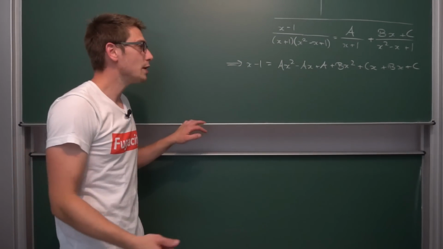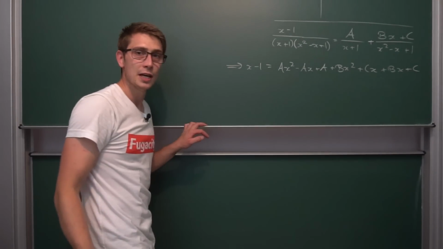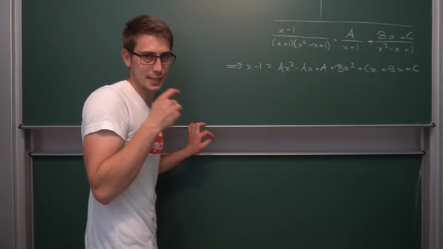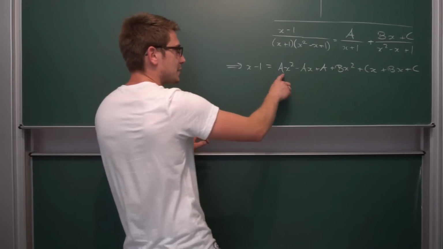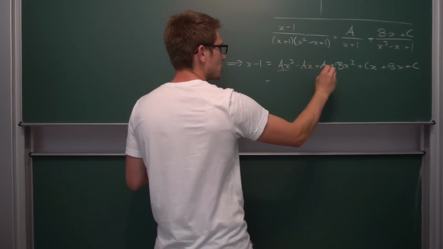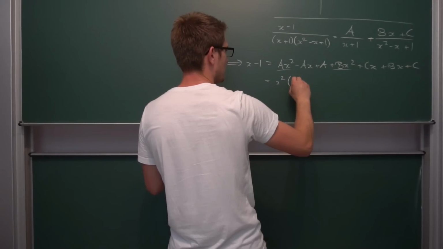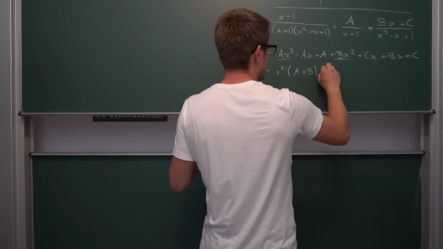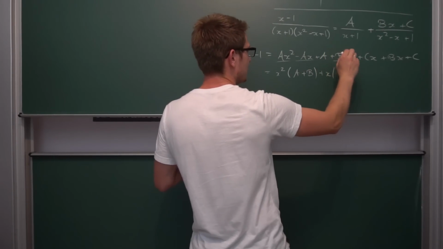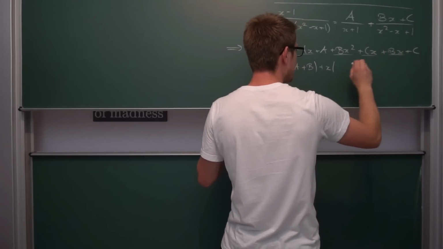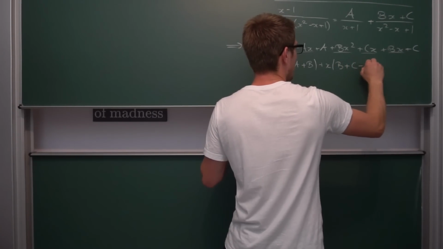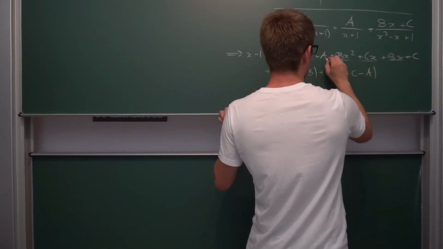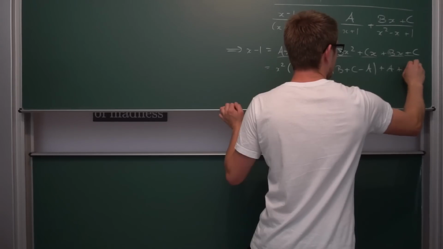And now all we have to do is compare coefficients, because two polynomials are exactly equal if their degrees are equal and also if their coefficients are equal. Meaning, let's group up the x squared terms at first. So we got this one right here and this one. So we got x squared times a plus b. What we also got is everything with the x, so plus x times, we got negative a, we got cx and also b. So we got b plus c minus a. And also the last part, the 0th degree part, is going to be just a plus c.